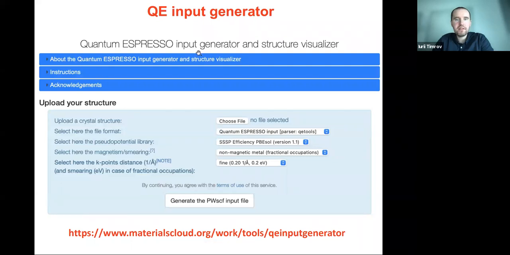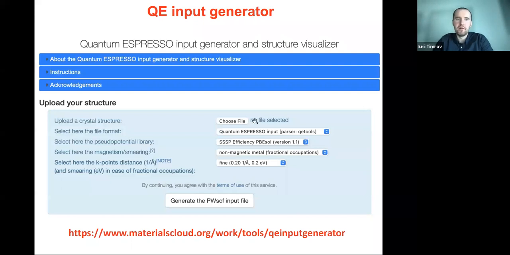The goal of this tool is that it provides you a first initial guess of the input. So what you can do, you can upload a crystal structure. This can be the input file that you just prepared, but let's say you don't have a lot of experience in setting up all those parameters.